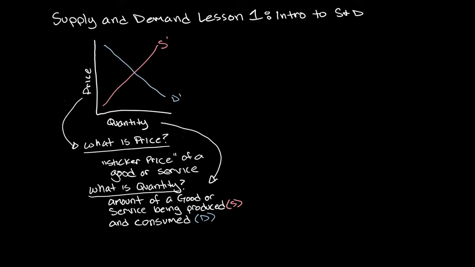Moving on to quantity, I always tell the kids that the quantity tells you the amount of a good or service that is being produced, which is shown on the supply curve, and the amount of a good or service that's being consumed, which is shown on the demand curve. It's just basically answering the essential question, how much?